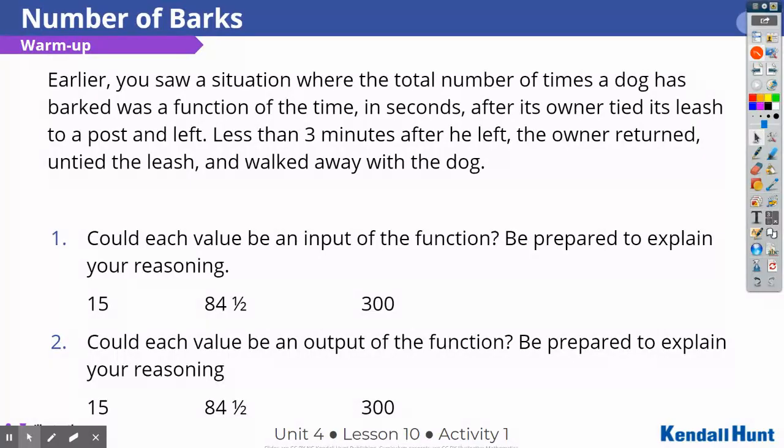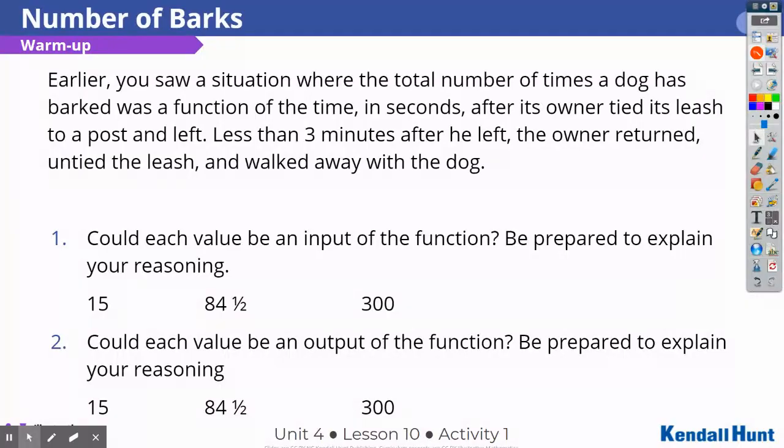So we think about 15. Well, 15 seconds is possible. It fits within a 3-minute window. And so it is a possible input value because our input is the time in seconds. 84.5 is also a possible input value because it also fits within the 3 minutes. And you can have half of a second. 300, however, is outside of the 3-minute mark, and so it would not be a possible input value for this function.